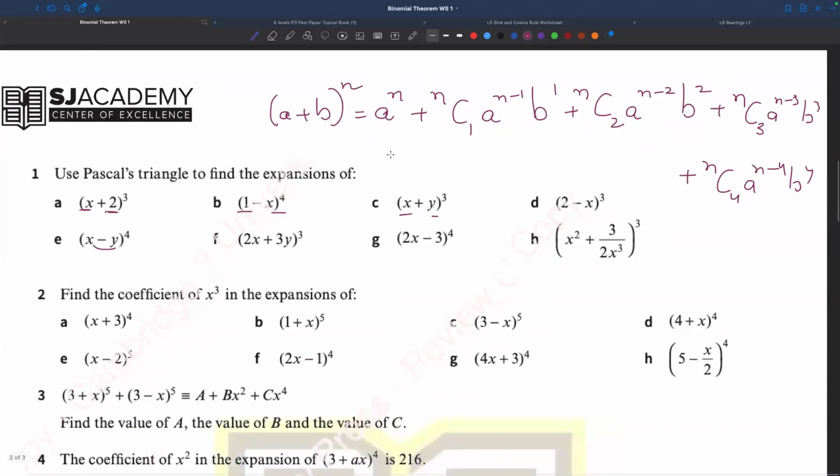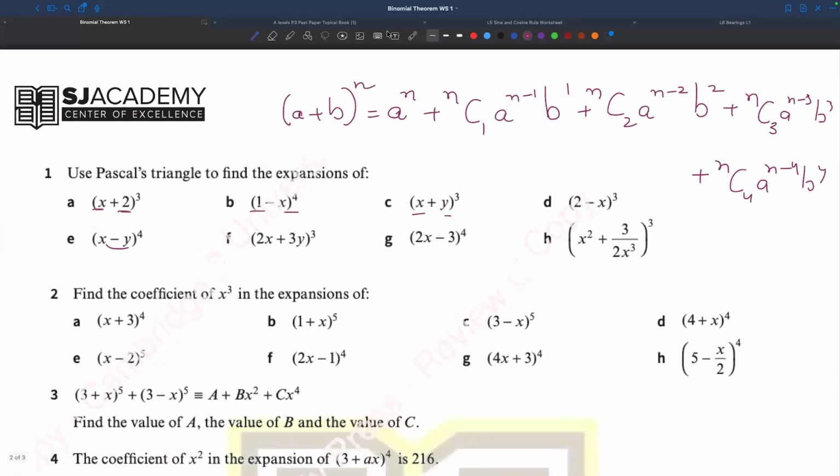ऑलराइट, in each term you just have to plug in the values of a and b and do the expansion. Beta, do all of these 8 expansions right now within the next 10 to 15 minutes.